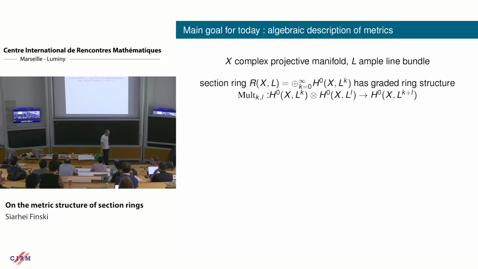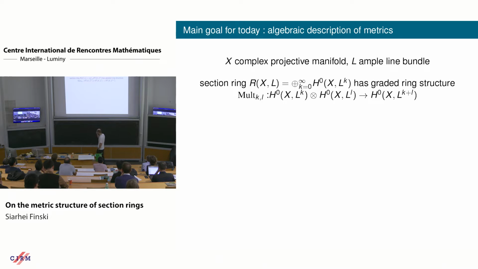I will fix a complex projective manifold X and an ample line bundle. The main object we will be considering today is the section ring. It's essentially the cohomology of the full tensor algebra of the line bundle. In other words, I'm considering the direct sum of H^0(X, L^k). So I'm considering all the holomorphic sections of the tensor powers of my line bundle.